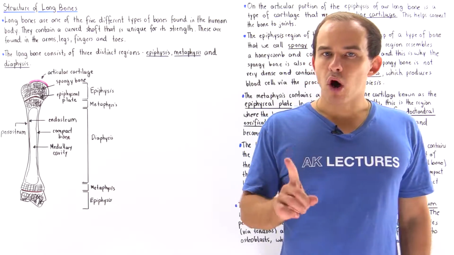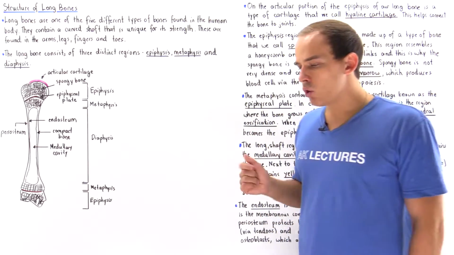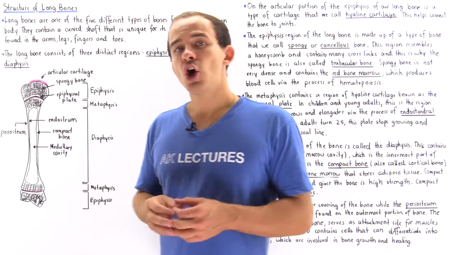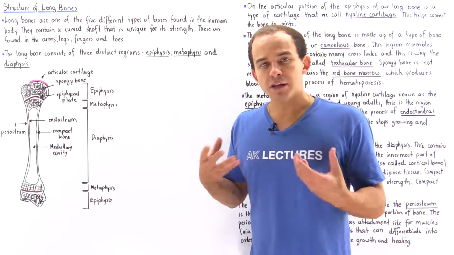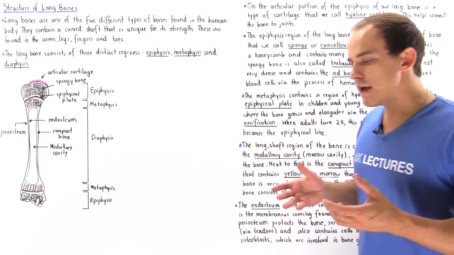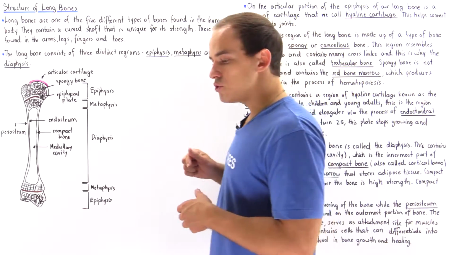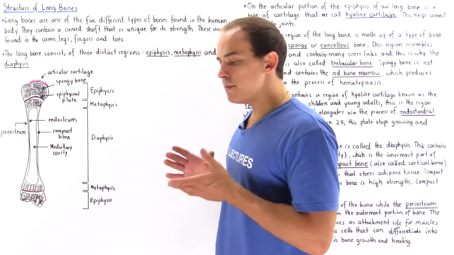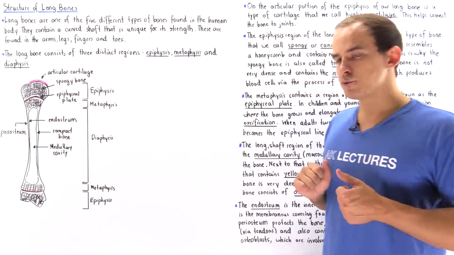Long bones are one of the 5 different types of bones found inside our body, and they contain long curved shafts that basically give the bone its strength. Long bones are found in the fingers and the toes as well as in the arms and legs. Long bones can be divided into 3 different regions.